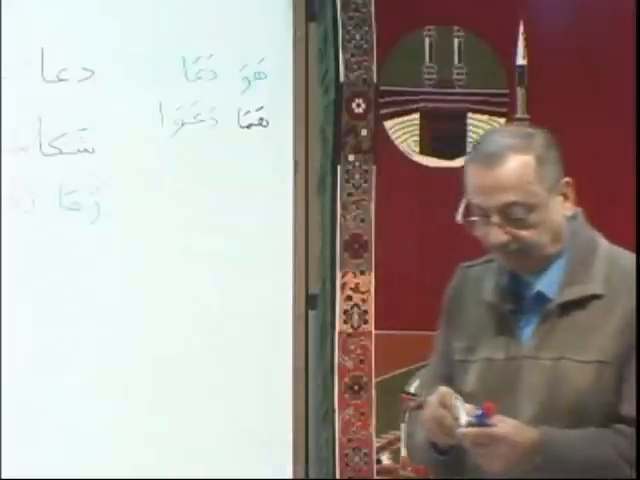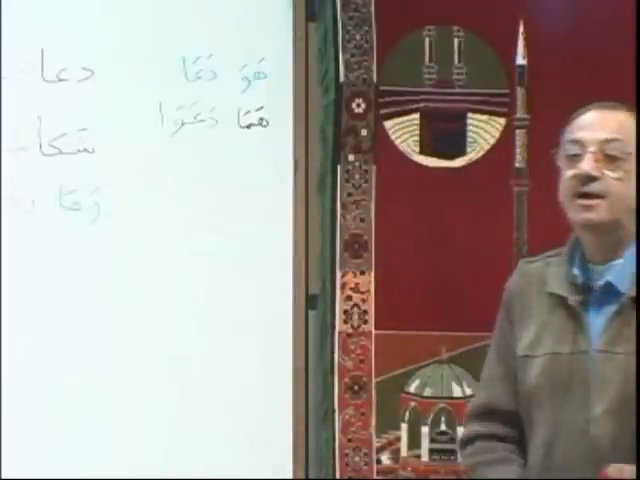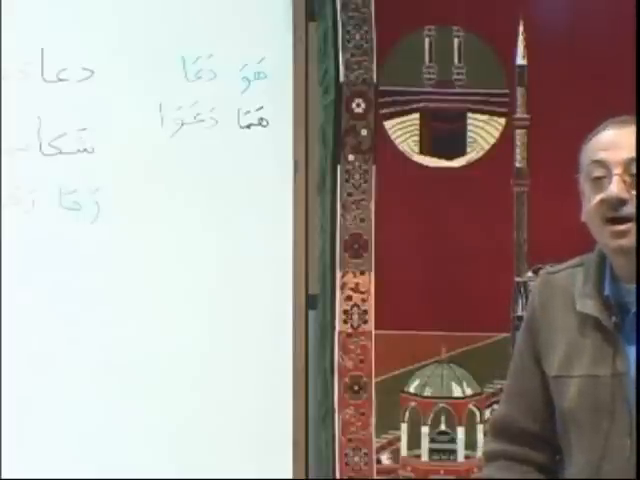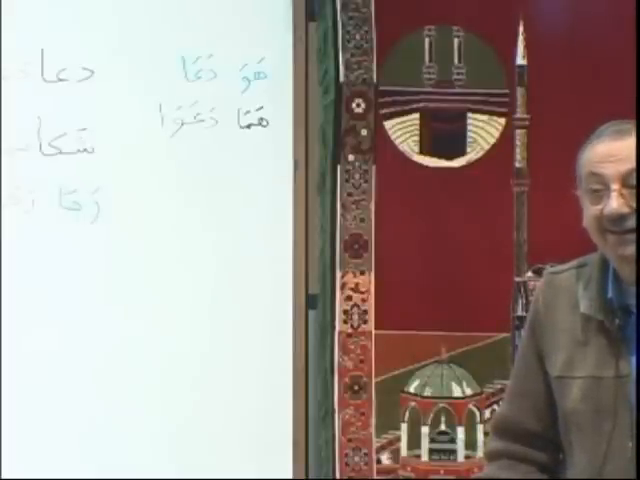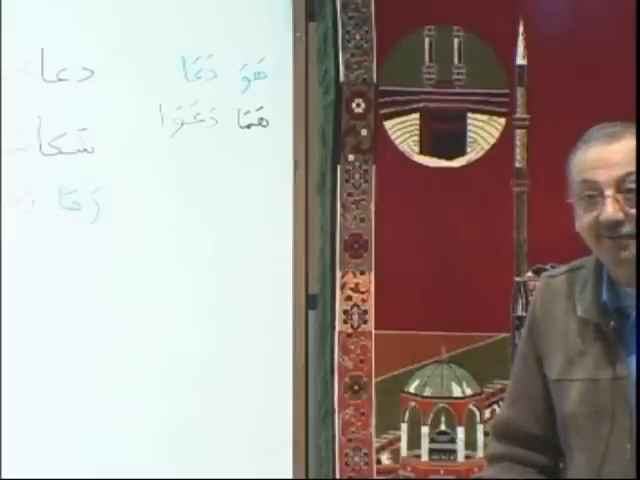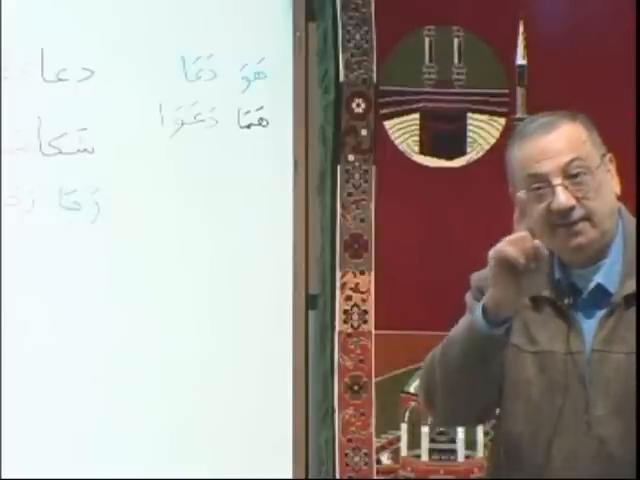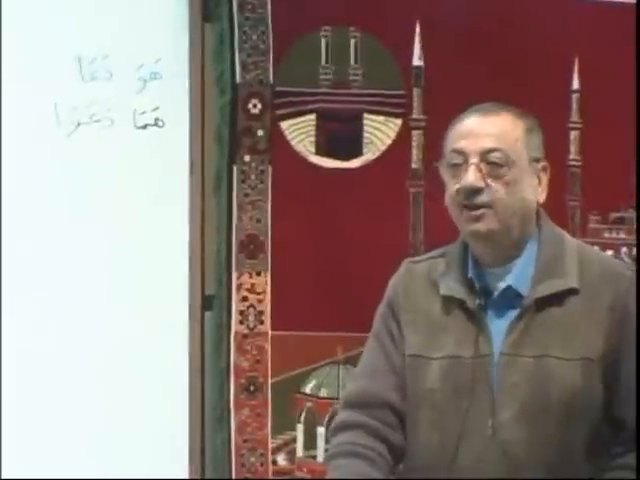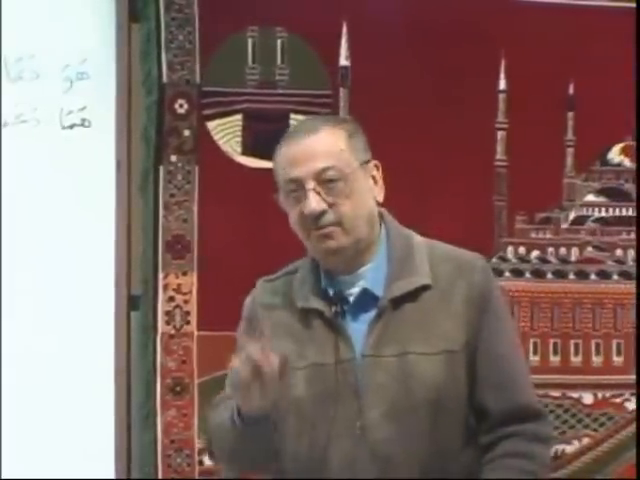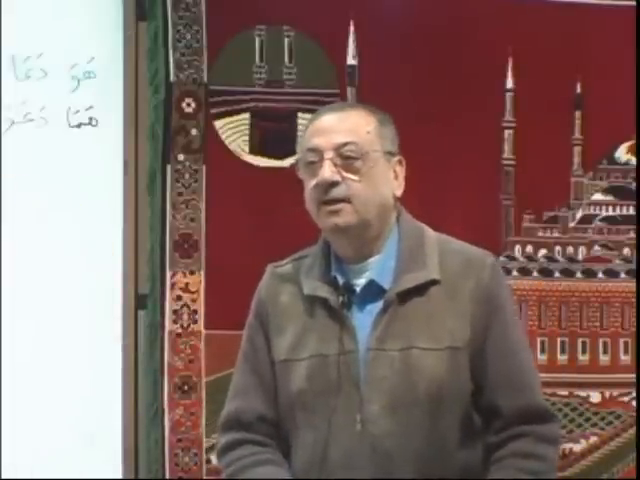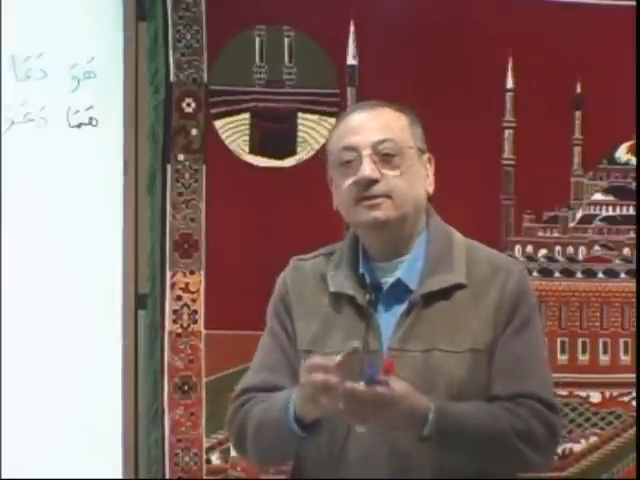Are you with me, brothers and sisters? Where is the fa'il of da'a? Mustatir. Where is the fa'il of da'awa? Okay, it is alif. What is on waw? Fatha. Keep that in mind. So what happens, brothers? Number one, these verbs, when you do huma, the original letters come out and become visible.